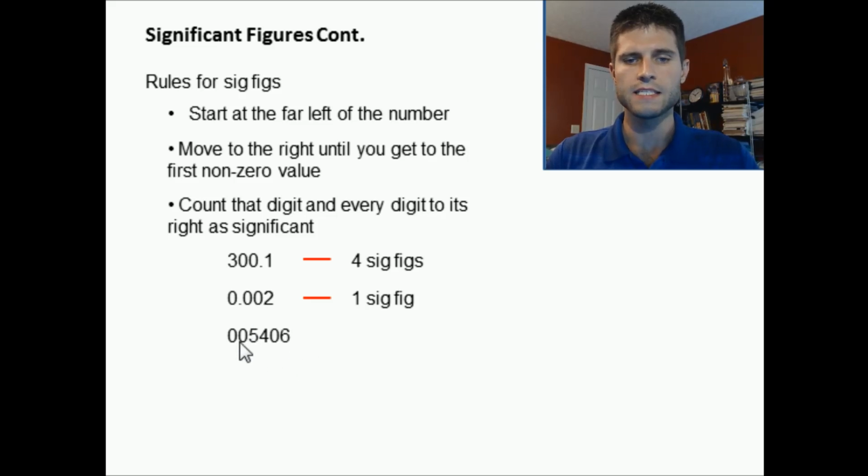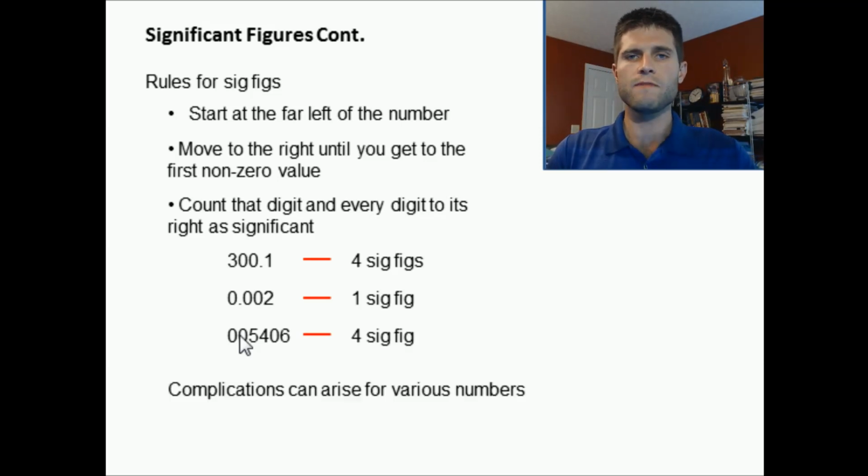And our last example, 0.005406. Starting at the far left, moving until we get to the first non-zero digit. These zeros do not count. They're called leading zeros. They don't count as significant. The 5 is a significant value. Moving on from there, the 4 is significant. This 0 is significant because it's between 2 non-zero digits, and then the 6 is significant. So 0.005406 has 4 significant figures.